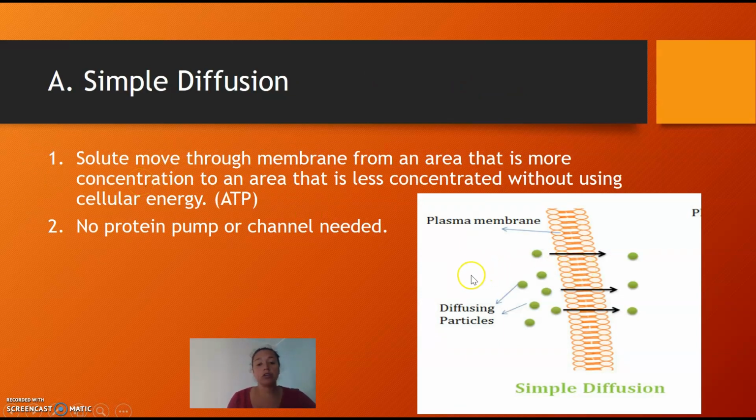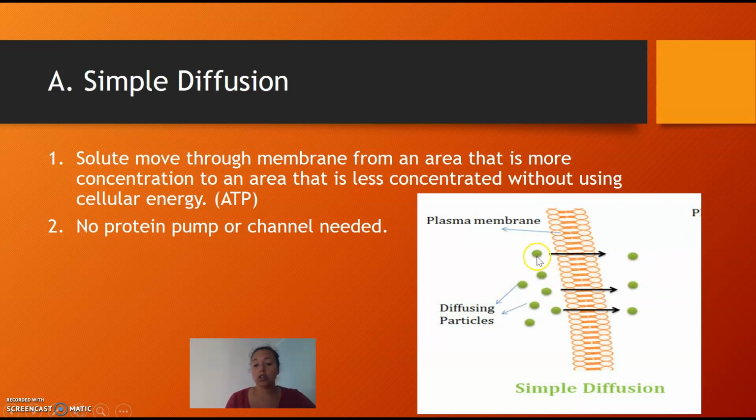So simple diffusion is going to go right through the membrane. You don't need a protein or anything. It's just going to go right through. Again, no ATP is needed. Everything in life and everything in science always goes from high to low. So it's always going to go from a high concentration to a low concentration.